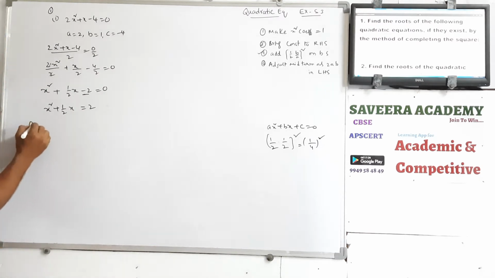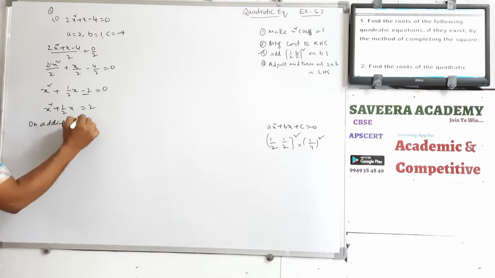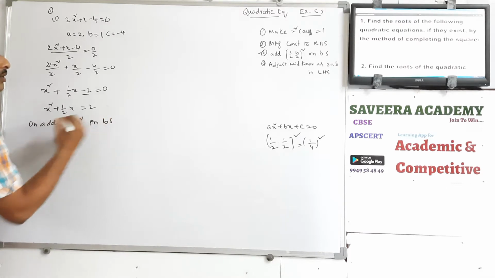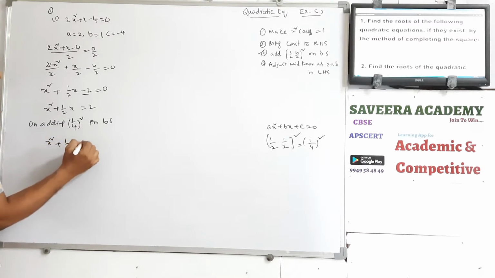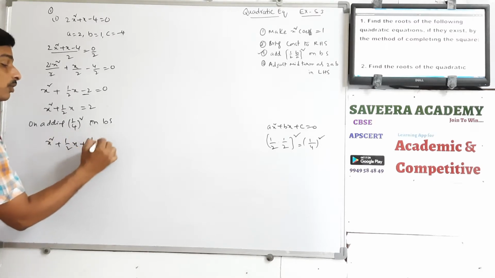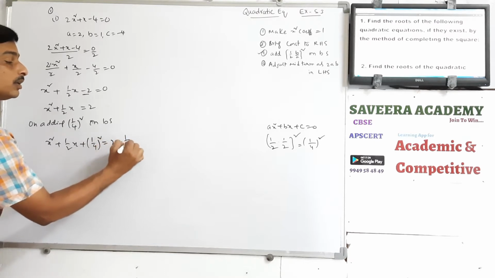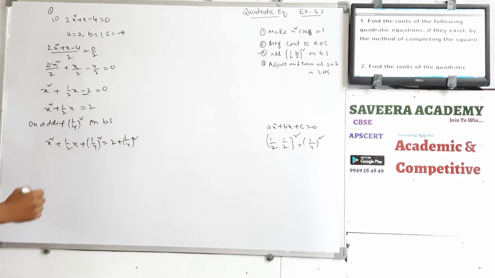On adding 1 by 4 whole square on both sides, this is x square plus 1 by 2x plus 1 by 4 whole square is equal to 2 plus 1 by 4 whole square. 1 by 4 whole square on the left side we added, and 1 by 4 whole square on the right side also we added.